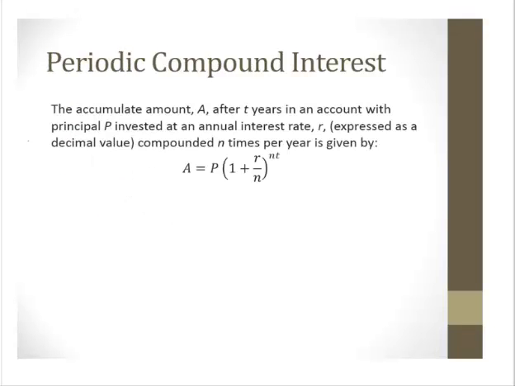Alright, so the first situation, periodic compound interest. The accumulated amount, A, after T years in an account with principal P invested at an annual interest rate R, expressed as a decimal value, compounded N times per year, is given by A is equal to P times (1 plus R over N) to the NT. This gives us the accumulated value of a principal amount invested at a rate compounded N times per year for T years.